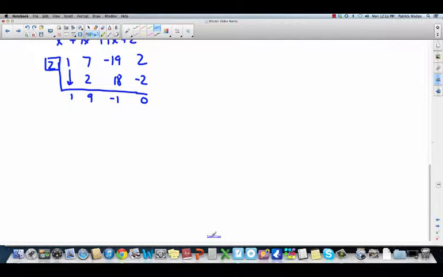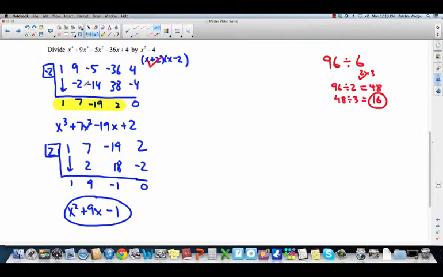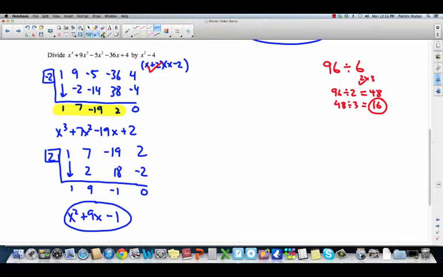So what is our final solution? This is constant, x squared. We have x squared plus 9x minus 1 as our solution with no remainder. So in other words, just to make sure you understand, if you were to divide x to the 4th plus 9x cubed minus 5x squared minus 36x plus 4 by x squared minus 4, what you would get is this answer down here. Okay? You could also do it by long division if you wanted to, but doing synthetic division twice in this case also got us the answer.